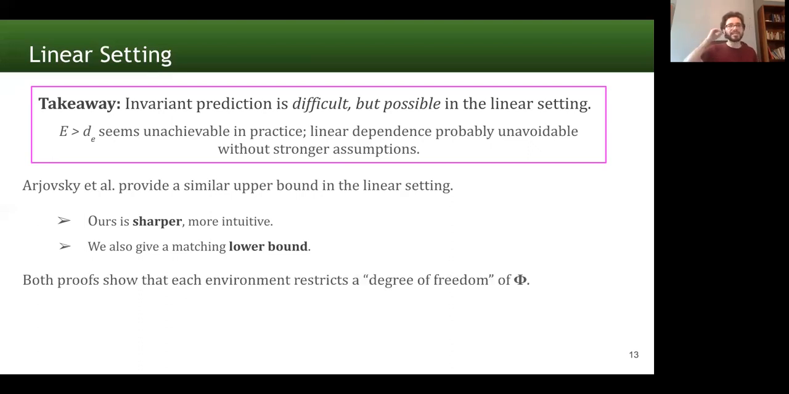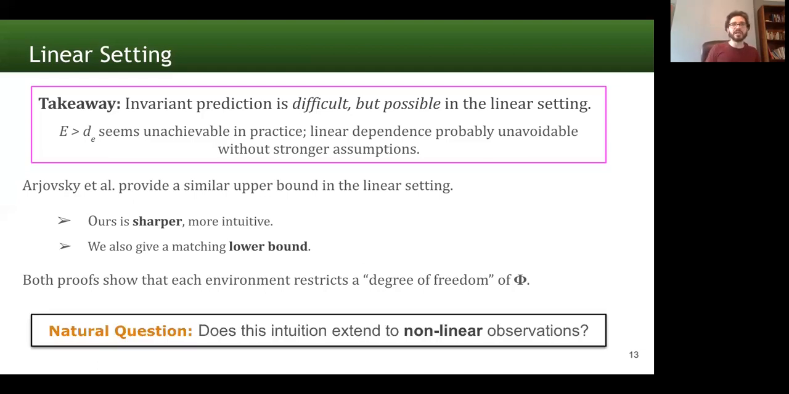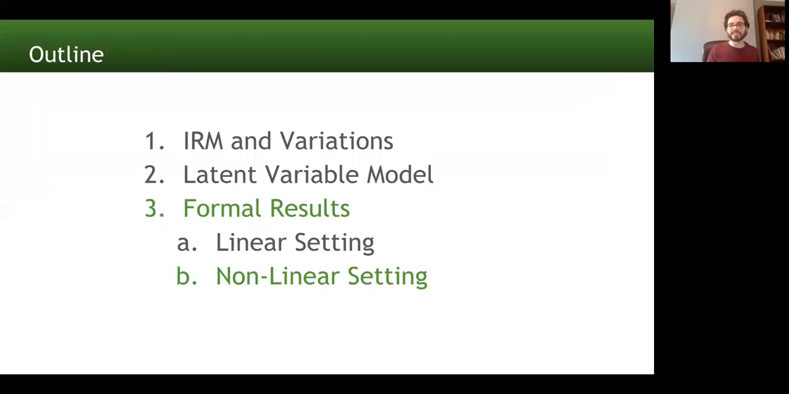So as I mentioned, both of these proofs show that each observed environment restricts a degree of freedom of this feature embedder phi until you've restricted them all. So the natural next question, which is also posed in the paper by Andrej et al., is: does this intuition extend to nonlinear observations? Can we also apply this in the case where we're doing deep learning? And will it be the case that after we observe enough environments, we will do better in a minimax sense than ERM? So now we move on to the nonlinear case.